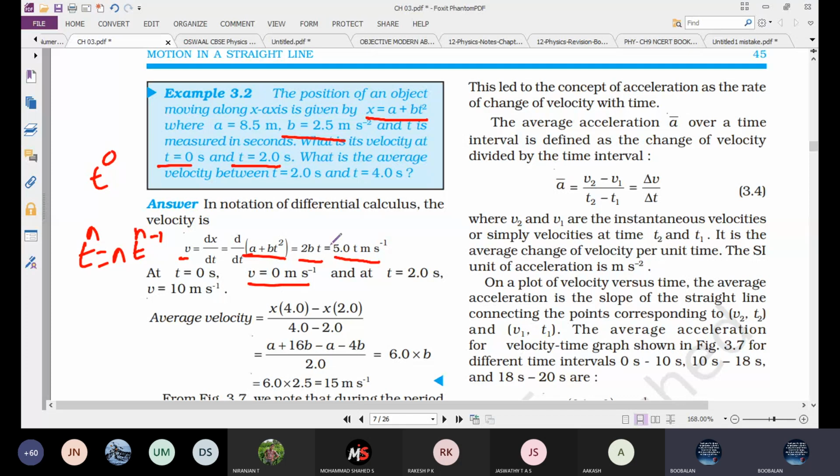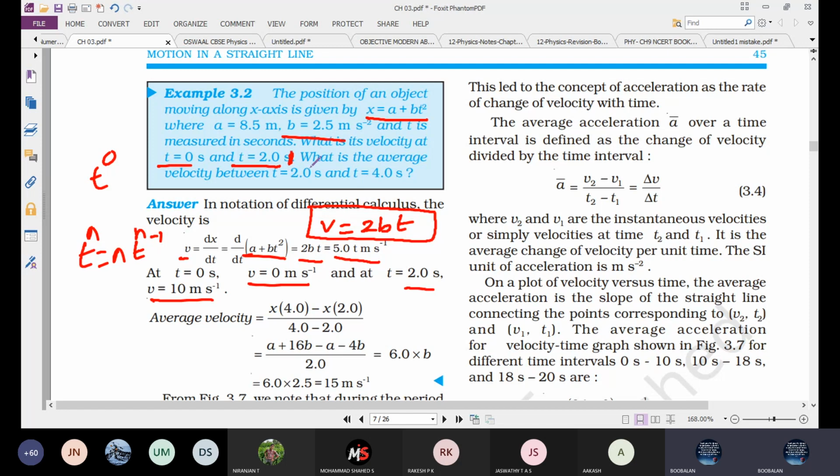V is equal to 2bt. Velocity general formula. In this general formula, I am applying the value t equal to 0 seconds. Then v equal to 0 meter per second. Again t equal to 2 seconds from the question. 2 2s are 4. Again the b value 2.5. Otherwise this one, 5 t meter per second. 5 2s are 10. 10 meter per second. This is the velocity. What is the velocity at t 0 seconds and t 2 seconds? Up to that we complete.